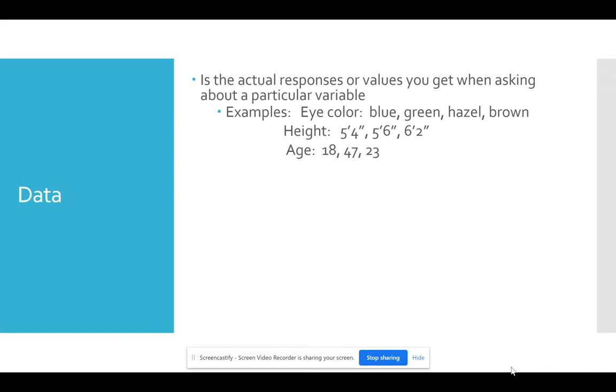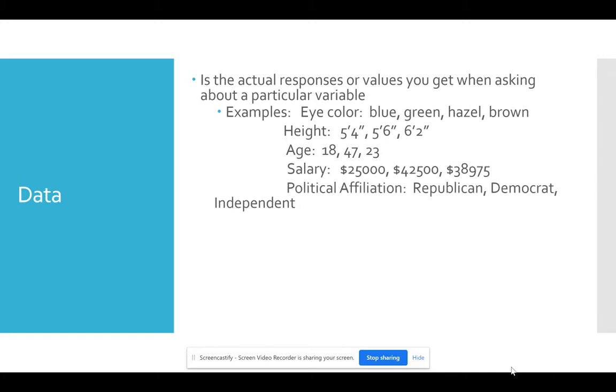or 6'2". You may be interested in age, and you would get responses such as 18, 47, and 23, or a salary for a particular position, and you might get responses like $25,000 or $42,500 or $38,975. Okay, so again, data is simply the actual responses or values you get when you're asking about a particular variable. Again, political affiliation would be an example of a variable.